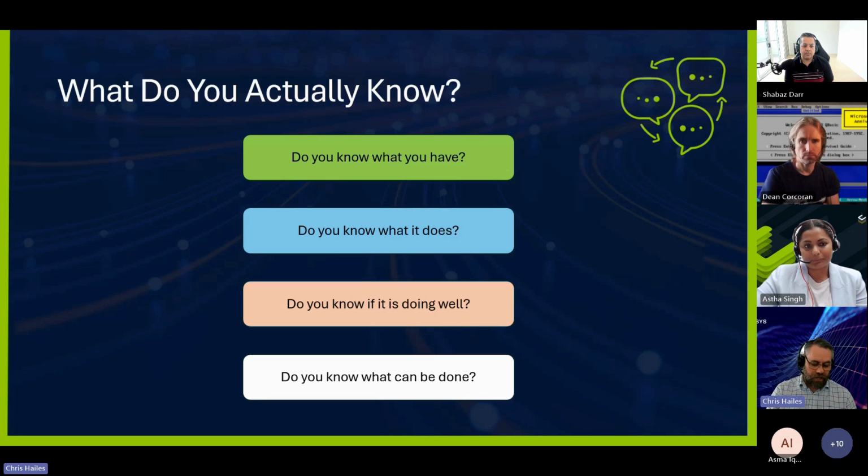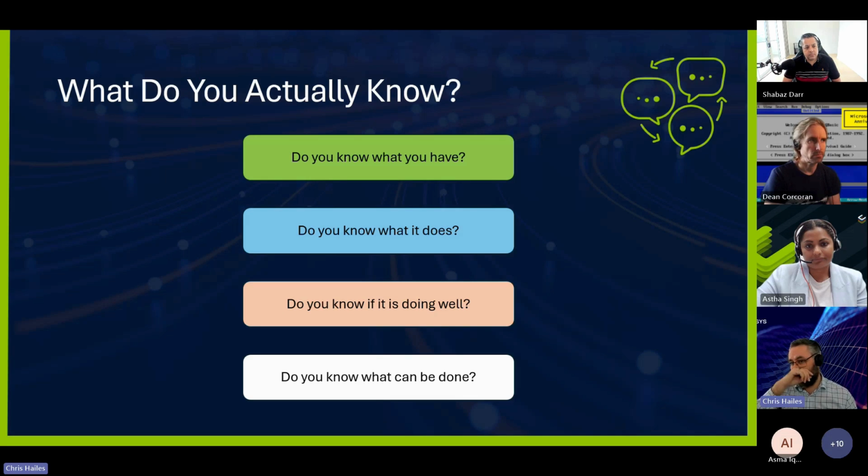So I'm going to set this up and say that what we should be doing is thinking about where do we have it, what does it do? Do we know if we're doing it well enough? I think that's a really interesting question to ask this group. Sometimes we can do better. Sometimes we don't even know whether we're doing it well or not. And do we know what we can be doing better, or what we can be doing, period, right?